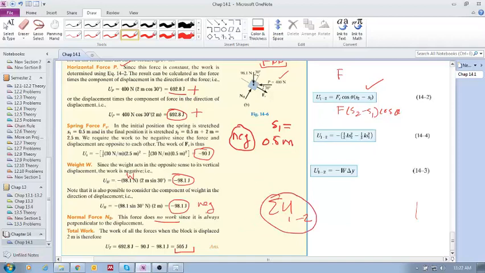Okay? So if this was part of a bigger problem, we could have half mv1 squared plus all the work done is equal to half mv2 squared. So for example, if we had the initial velocity of this block and we had all the forces and all this information, we could work out the final velocity. Okay, but that we're going to do in the next section.